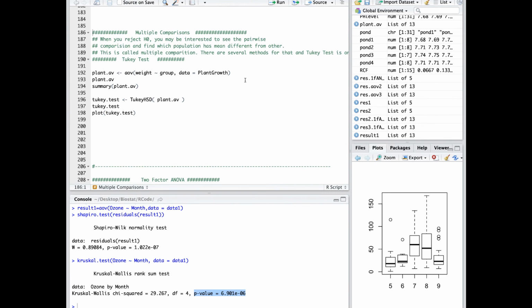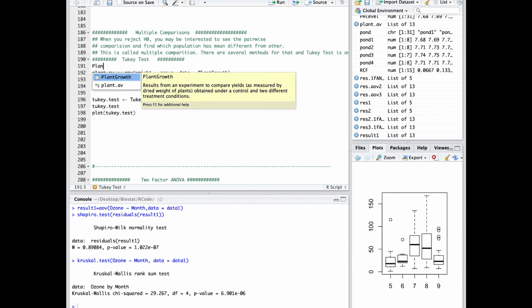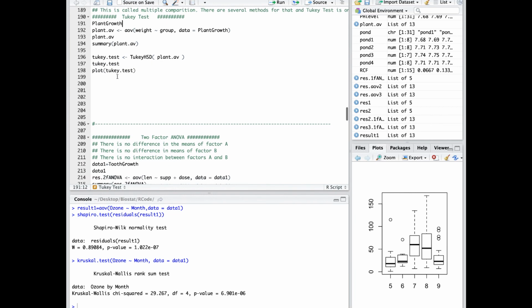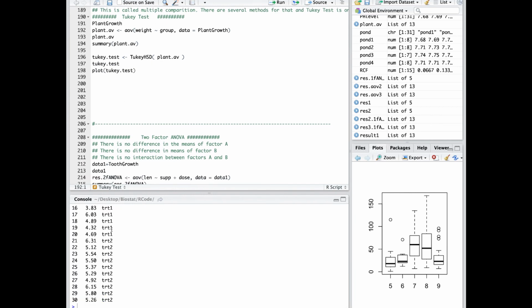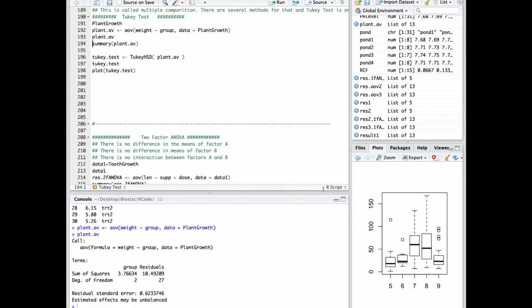So what I'm doing here is I'm taking the plant growth data. What is the plant growth data? Let me show you that. Let me run this plant growth data. What you get is the plant growth data, right? There is a control group, there is treatment group, treatment 1, treatment 2 group. Now what I'm doing here is I'm doing the Anova. So this is what I got for the summary of the Anova.